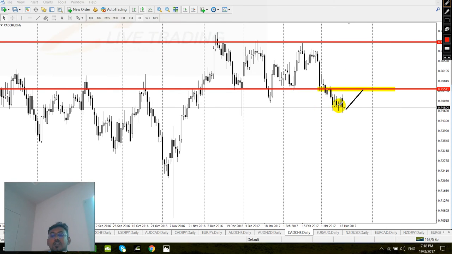Since the Swiss franc is going to get strengthened, but before it strengthens, it will give a pullback, then we can go short.